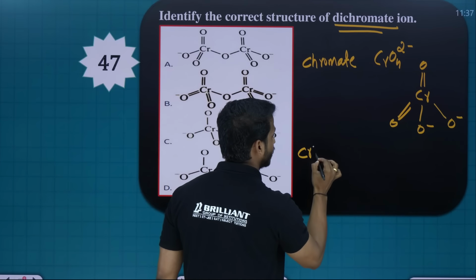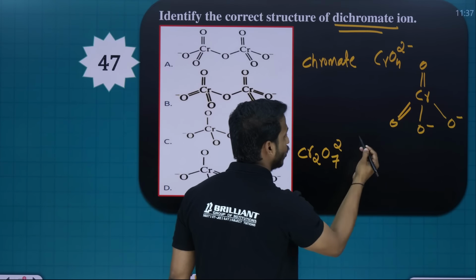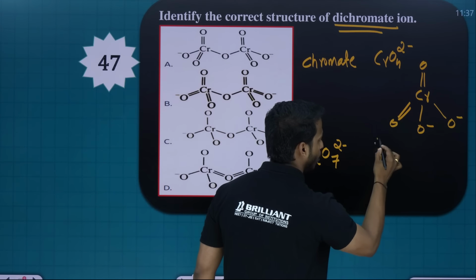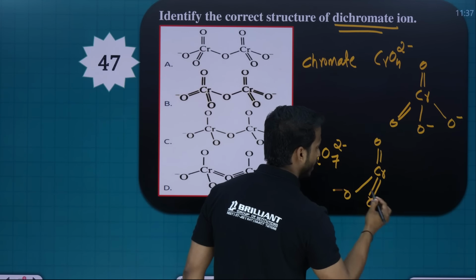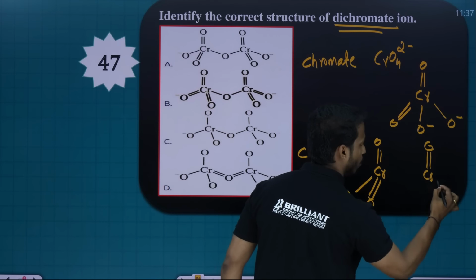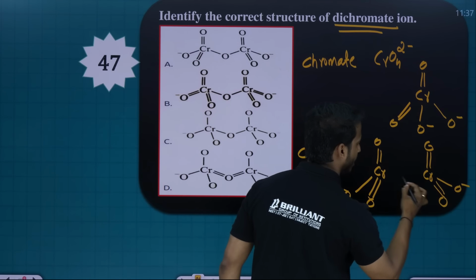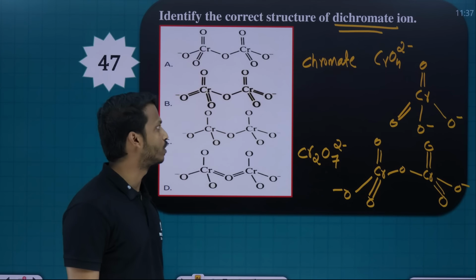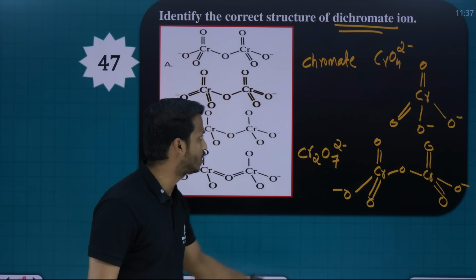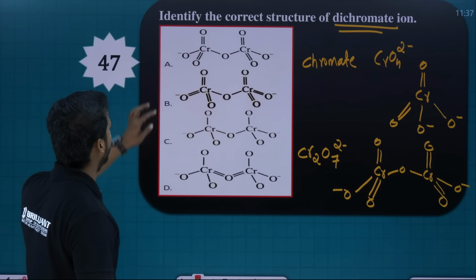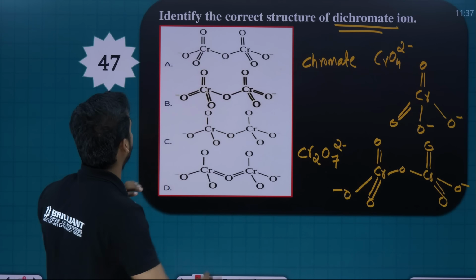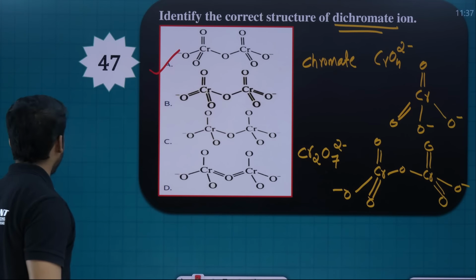Here they are asking about dichromate. What is dichromate? Cr2O7 2 minus, orange red in color. Its structure is Cr double bond O, O minus; the same again, another Cr double bond O, O minus, and in between there is a bridged oxygen. This is the structure of Cr2O7 2 minus. Can you check it? Where is this? Cr double bond O, O minus, O, Cr double bond O, O minus, right? Let's go with option A.